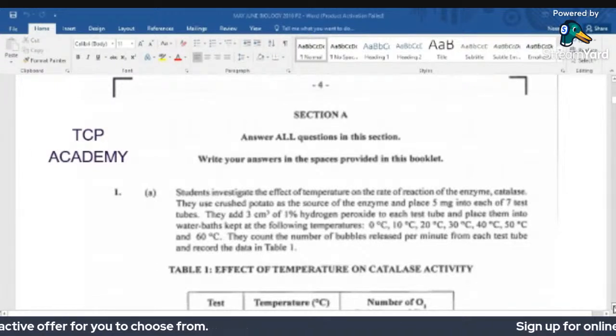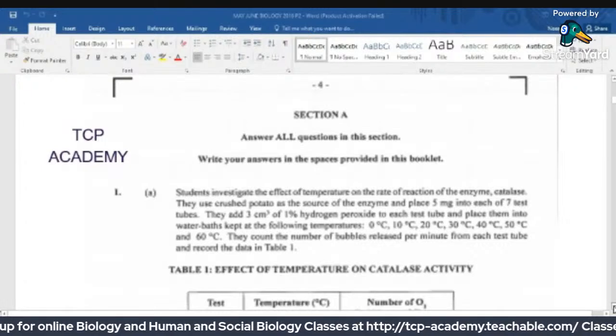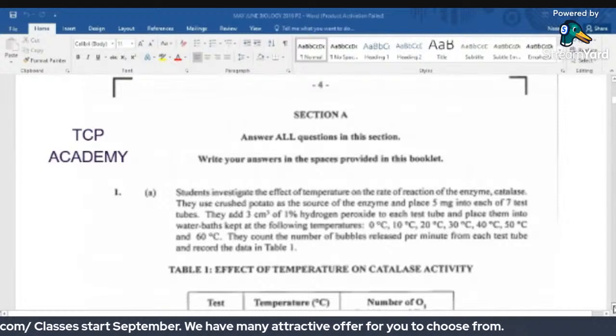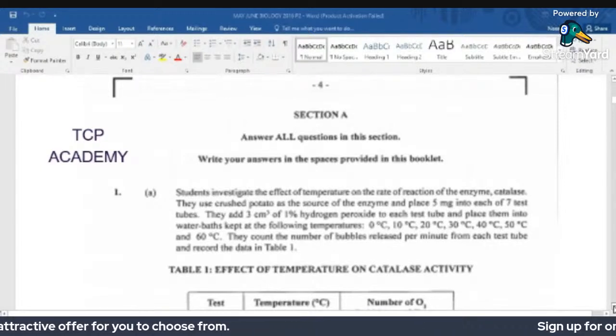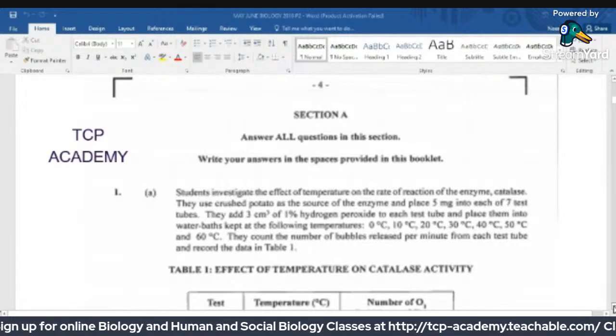H2O2, to each test tube and place them into water bath kept at the following temperatures, as outlined: 0 degrees Celsius, 10 degrees Celsius, 20 degrees Celsius, 30 degrees Celsius, 40, 60 degrees Celsius, and of course 50 degrees Celsius. They count the number of bubbles released per minute from each test tube and recorded the data in a table.